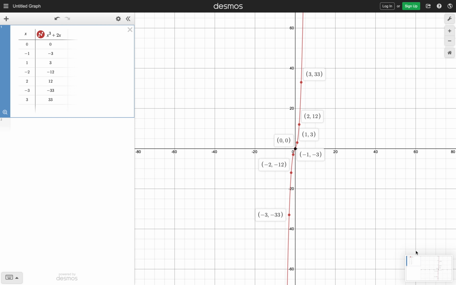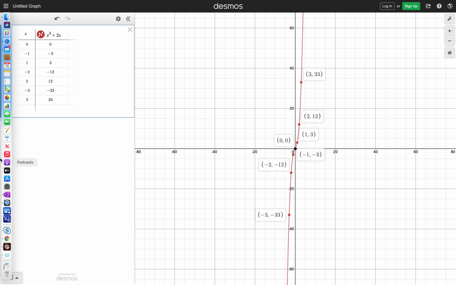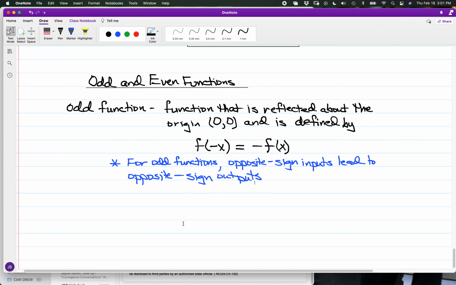Okay, and if you notice, you're going to have both halves reflecting about the origin. Notice you have kind of going slowly to the right and then shifting up rather drastically. But across the origin, you have kind of shifting slowly to the left and then descending rather drastically. And notice we have opposite sign inputs, and the outputs happen to be opposite signs as well. -1, -3, +1, +3, -2, -12, 2, 12, and then we have -3, -33, and we have 3, 33. So this is a sample, like x cubed plus 2x would be an example of what we have with an odd function.